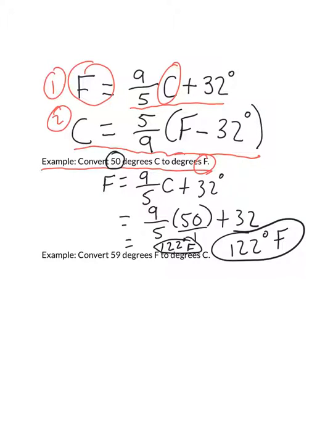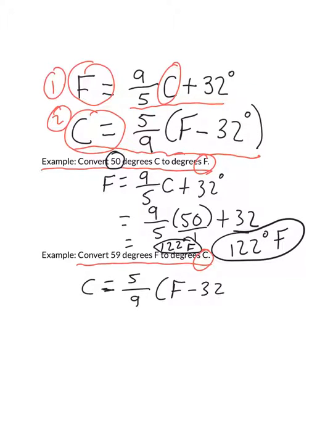Let's try another one. It says now convert 59 degrees Fahrenheit to degrees Celsius. So now they want Celsius, so I'm going to use the C equals equation. So that was C equals 5/9, bring down the equation, times parentheses F minus 32 degrees. Plug the 59 degrees Fahrenheit into F. So that's 5/9 times parentheses 59 minus 32.